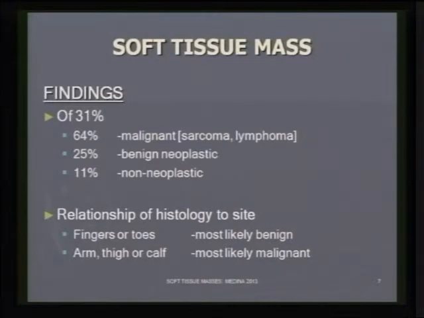In about a quarter of the cases, the lesions were benign neoplastic lesions, and in 11%, they were non-neoplastic lesions. And the differentiation of whether a lesion is likely to be benign or malignant also is related to its location.